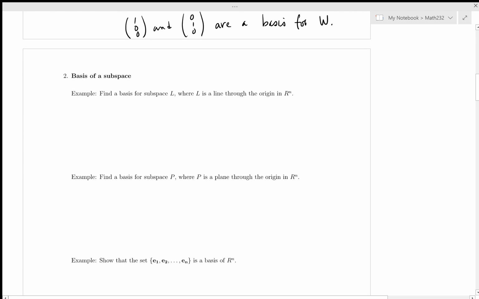Okay, what is the basis for a subspace L where L is a line through the origin in Rn? Let's just draw it in R2. Okay, there's a line through the origin in R2. So this is the R2 example. What would we need to have a basis for that? You need one vector lying on the line.